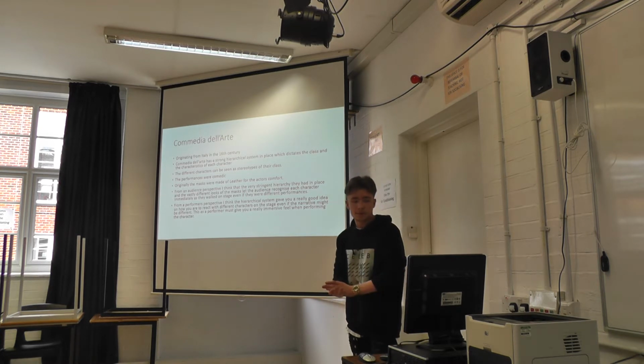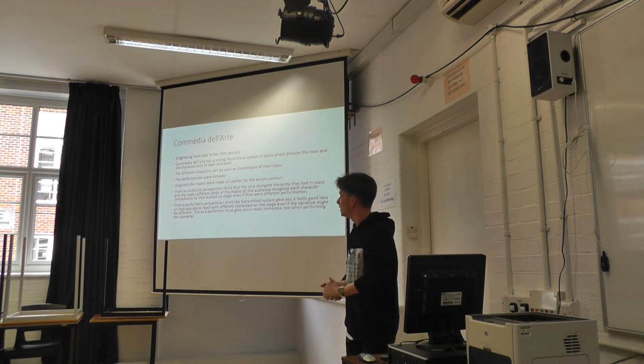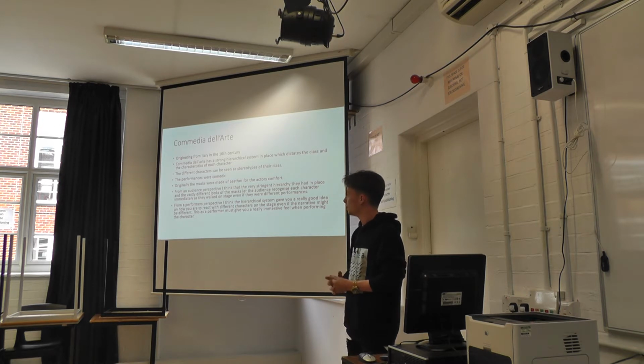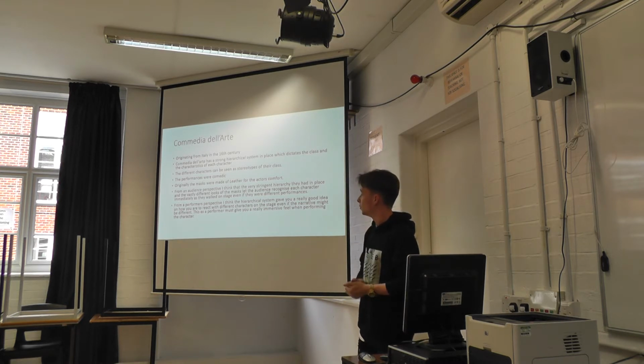Commedia dell'arte originated from Italy in the 16th century. It has a strong hierarchical system in place which dictates the class and the characteristics of each character. The different characters can be seen as stereotypes of their class, whether that's a good stereotype or a bad stereotype. The performances were comedic. Originally the masks were made of leather, for the actor's comfort. From an audience perspective, I think that the very stringent hierarchy they had in place and the vastly different looks of the masks meant the audience recognised each character immediately as they walked on stage, even if they were in different performances.